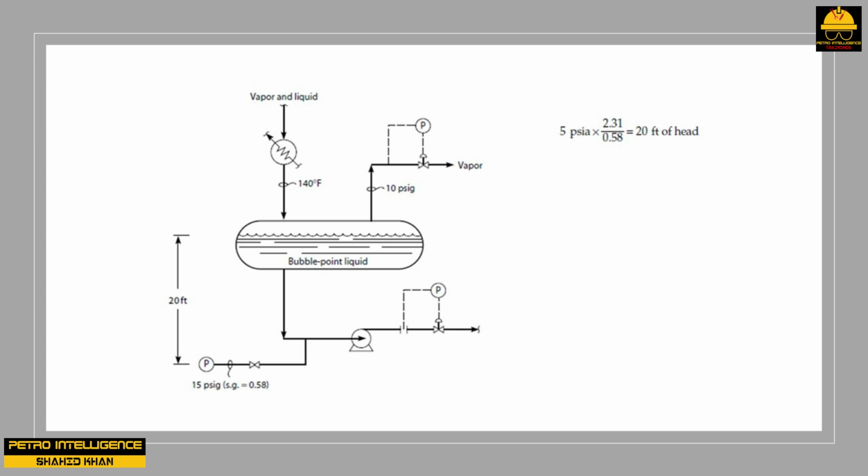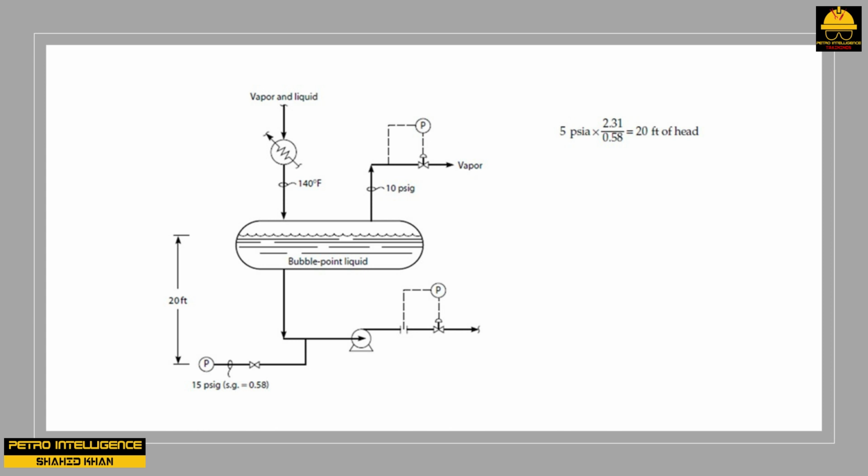Let us try again. Suppose we decrease the temperature of the drum, shown in the picture, from 140 to 110 degrees Fahrenheit. This will also cool the liquid flowing into the suction of the pump by 30 degrees Fahrenheit. Will this colder liquid then provide more NPSH to the pump by suppressing the flashing of the liquid flowing into the pump's impeller? The answer is no.